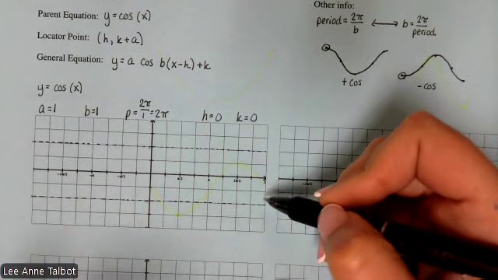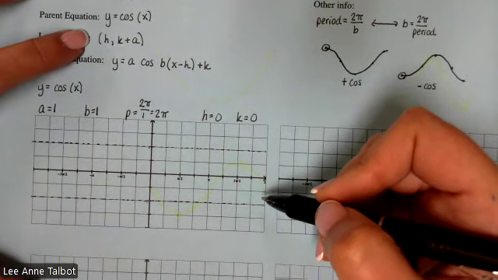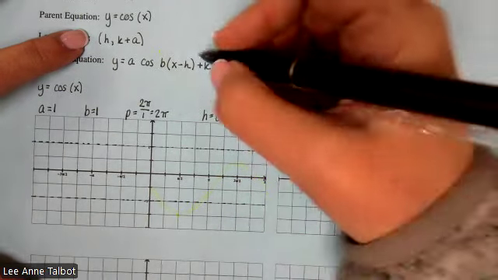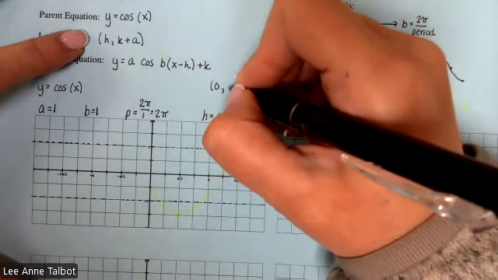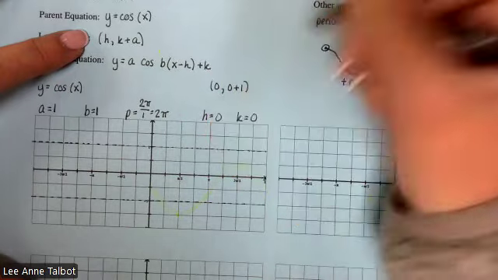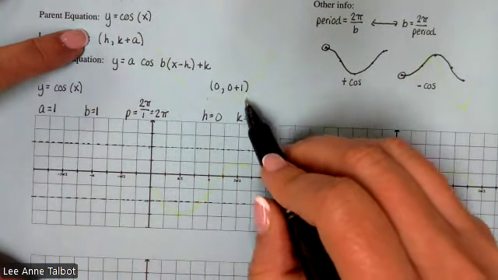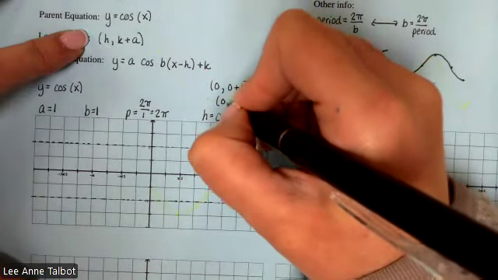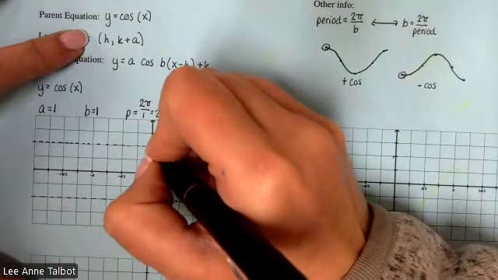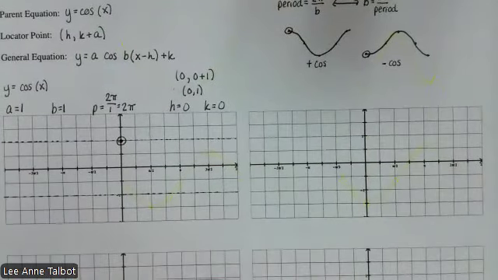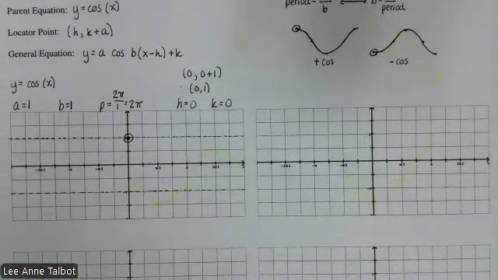Everybody good there? Okay, now I have to be careful because you want to do locator points H, K real bad. And you can't. It's H comma K plus A. And that's what gets you to the top of that wave so you can graph cosine. Does that make sense to you guys?